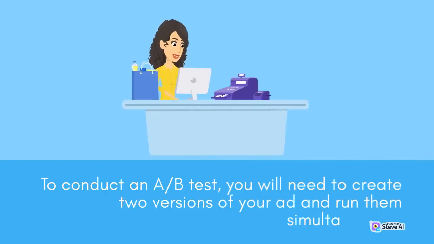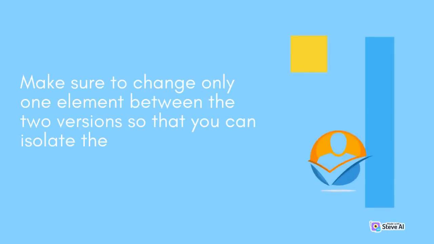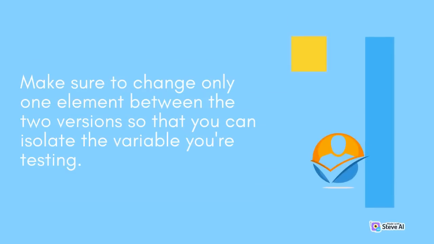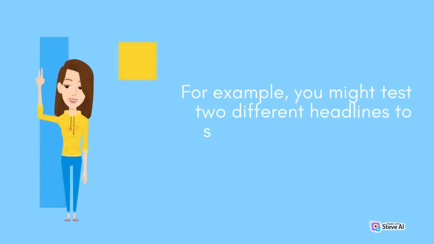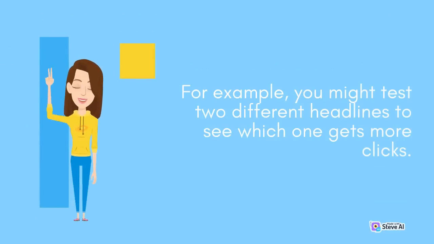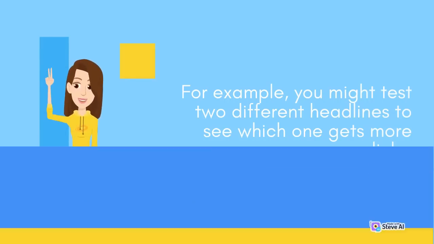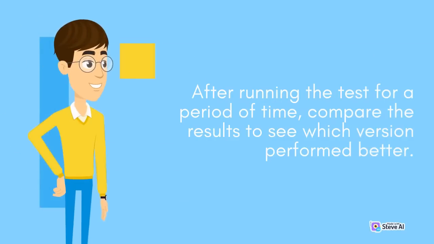To conduct an A/B test, you will need to create two versions of your ad and run them simultaneously. Make sure to change only one element between the two versions so that you can isolate the variable you're testing. For example, you might test two different headlines to see which one gets more clicks. After running the test for a period of time, compare the results to see which version performed better.